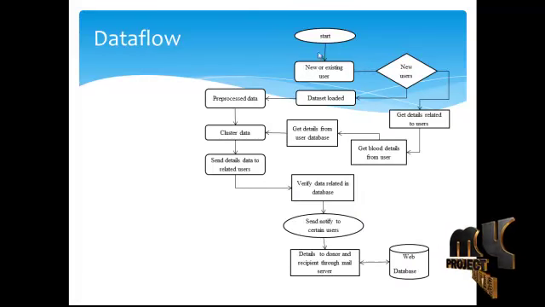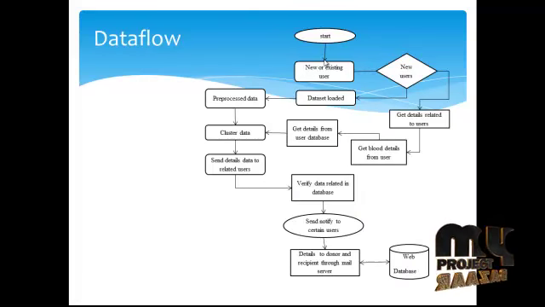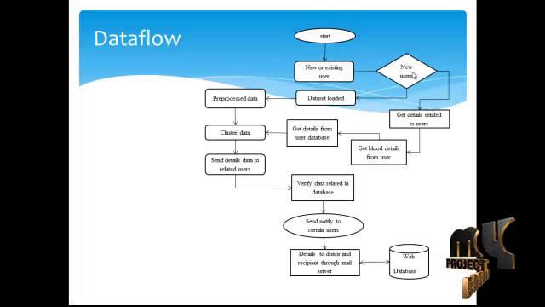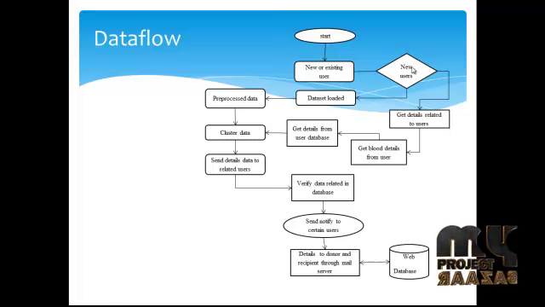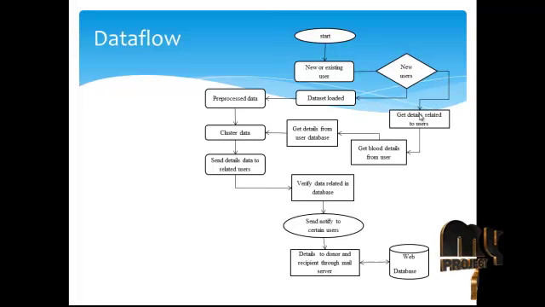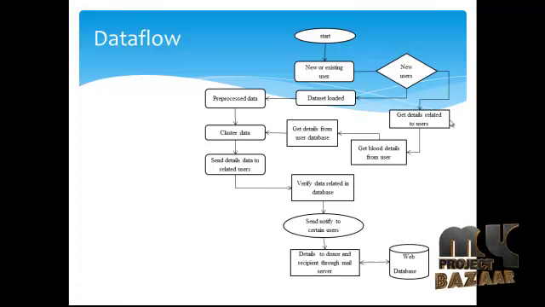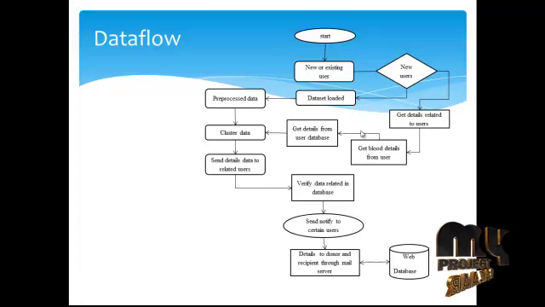A data flow diagram. It starts with a new or existing user. If you are an existing user, it directly goes to the datasets loader. If you are a new user, it gets the details of a recipient, user details and user blood details they needed from the donors, and it is stored in the user database.